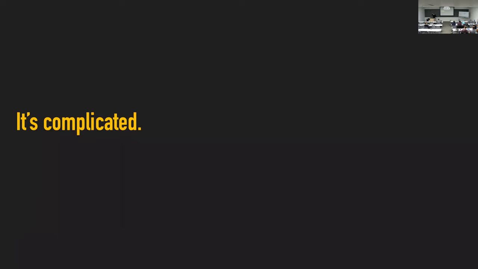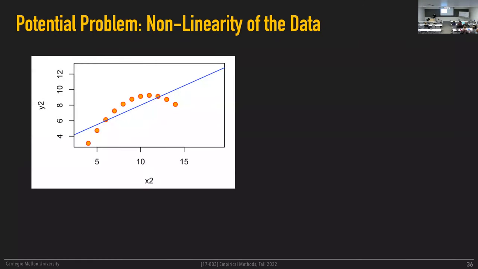You have to be a little careful with how you're doing this. There's all kinds of pitfalls you can fall into, so let me show you a few. First potential problem: there's some non-linearity of the data. The example we started from kind of hinted at this, but here's a better example. If you use a linear regression line to model this non-linear relationship between those two variables, you're obviously losing some resolution here. That's maybe a poor model of the actual relationship between the variables.